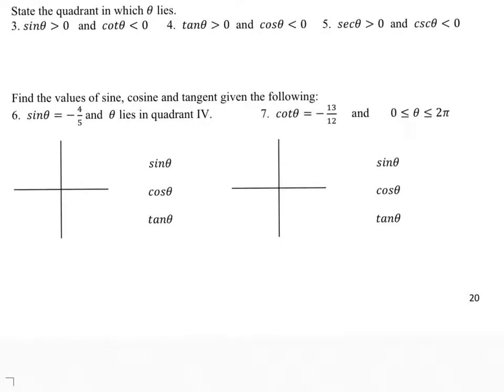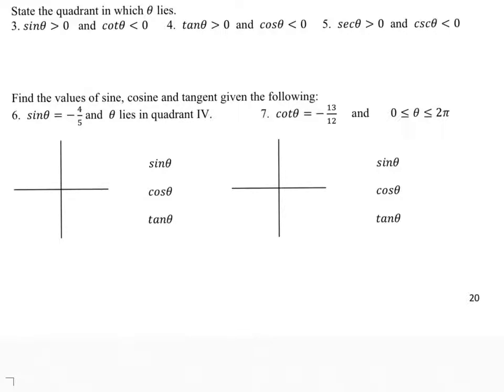Question number 3. State the quadrant in which theta lies. This comes down to which quadrant makes each of the 6 trig ratios positive or negative. You can use the shortcut "All Scholars Take Calculus," or, if it's easier, I like to associate it with x and y. First quadrant, second quadrant, third quadrant, fourth quadrant, to find which of your 6 trig ratios is positive or negative. So let's take a look.